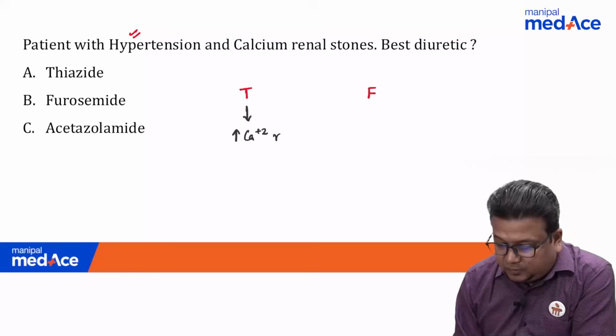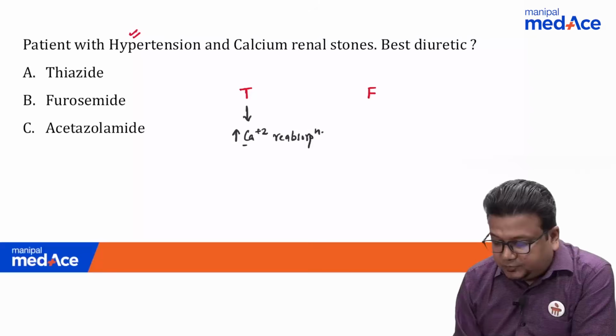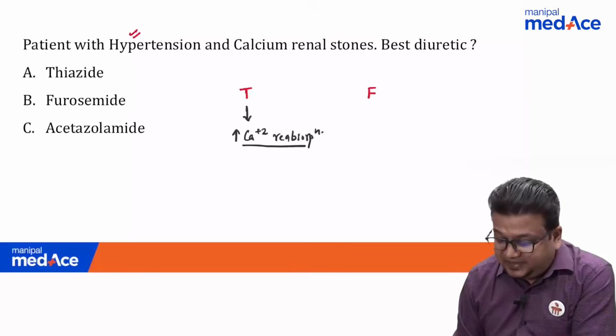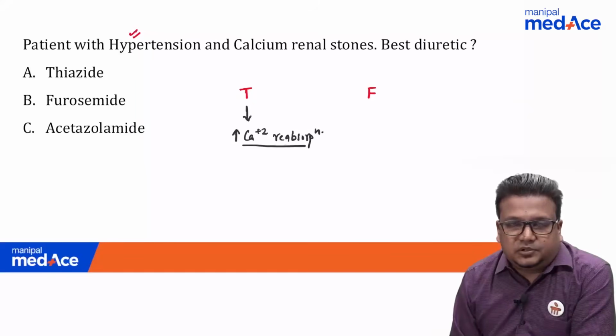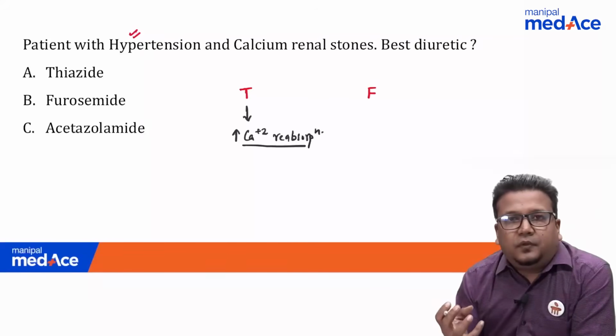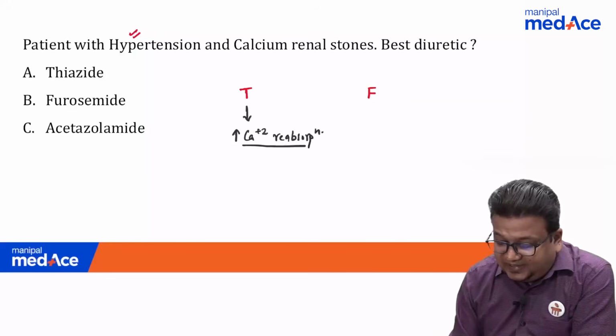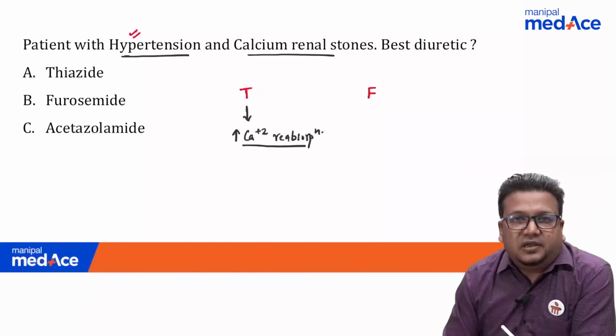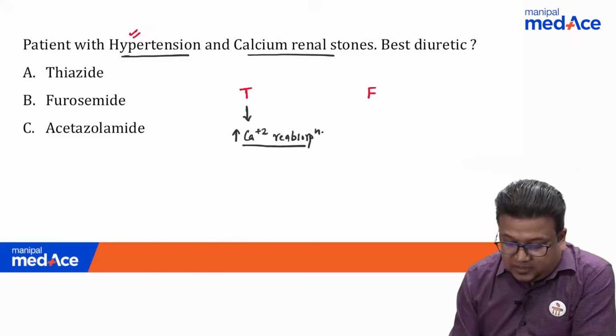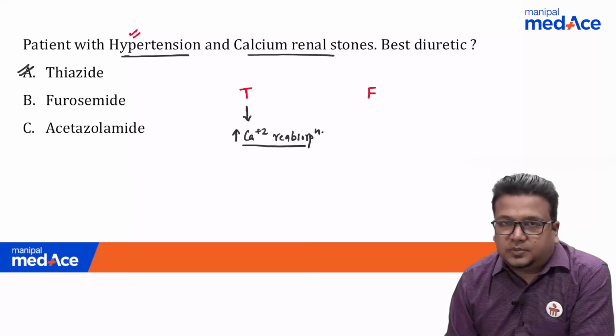calcium reabsorption from urine. Reabsorption of calcium is increased by thiazides, and that helps in dissolving the calcium renal stones. So thiazides increase urinary calcium reabsorption, and therefore the calcium stones can be dissolved. So thiazides will help in treating both the problems, hypertension as well as calcium renal stones. So that would be the answer to this particular question.